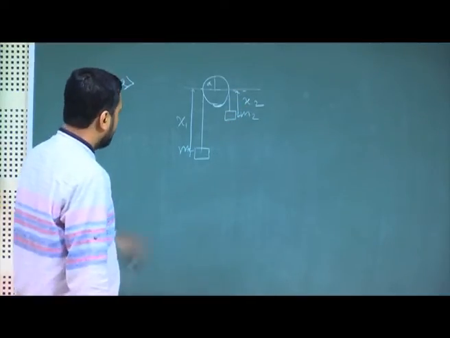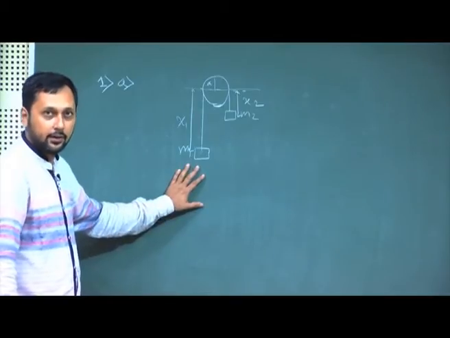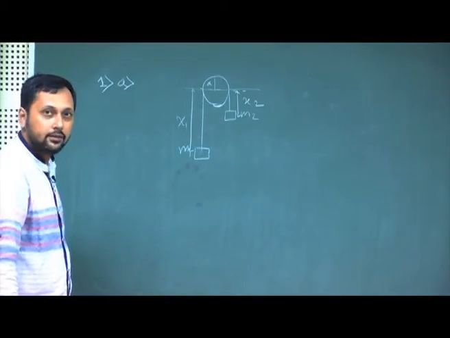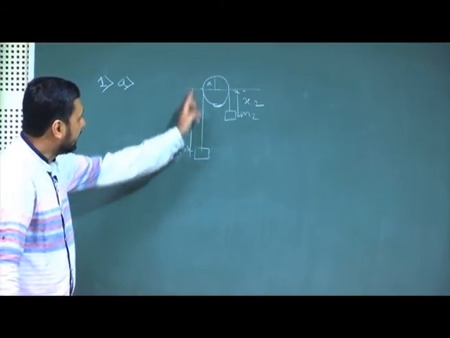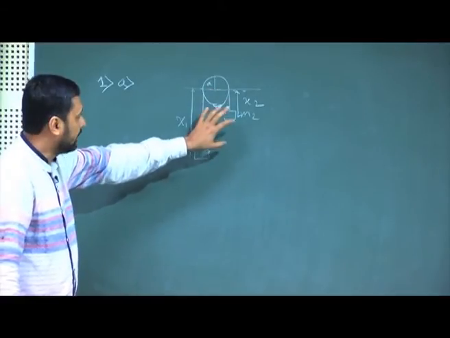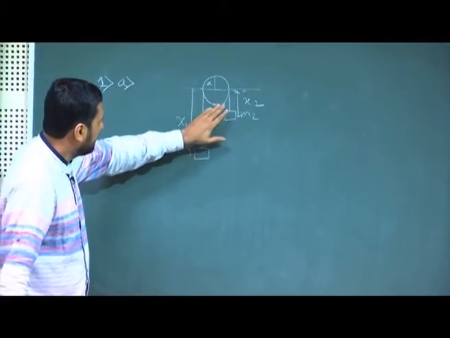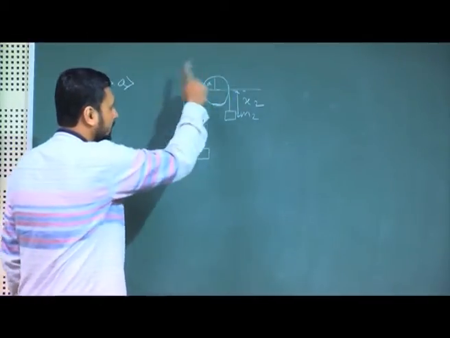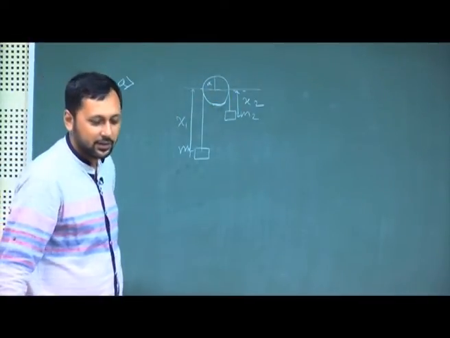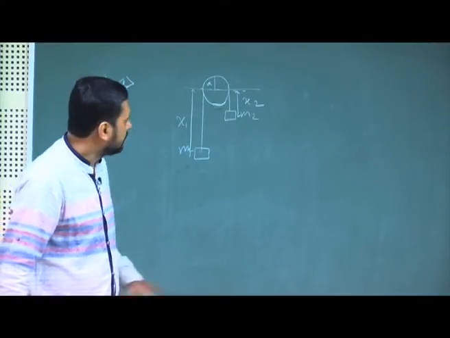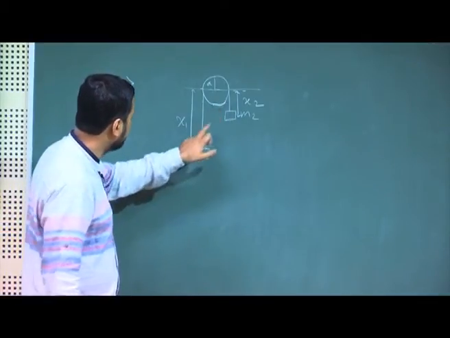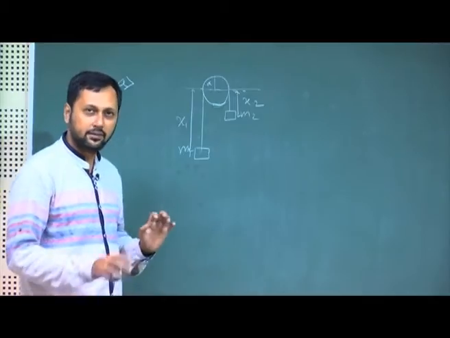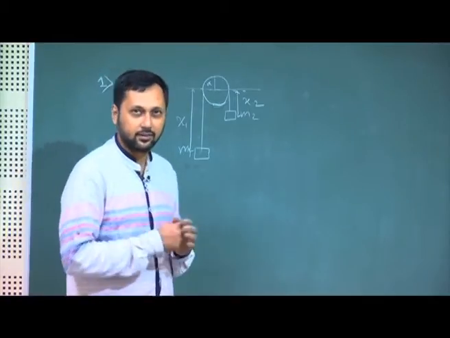Okay. What is the constraint here? First of all, let us identify the constraint. The constraint is the length of this thread. In Atwood's machine, it is assumed that there is no friction in the pulley. We are very familiar with this frictionless pulley assumption. So, this is one assumption. The second assumption is that the total length of this thread is constant, so it is not a stretchable string.